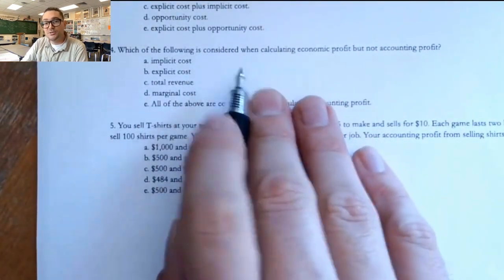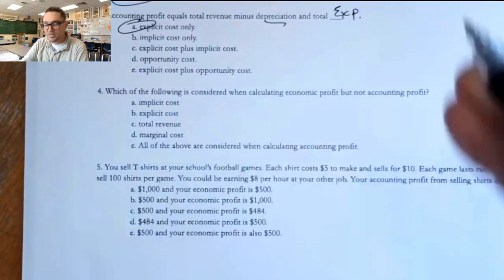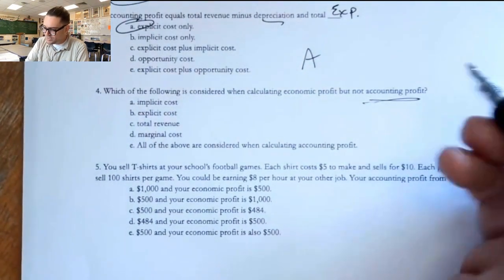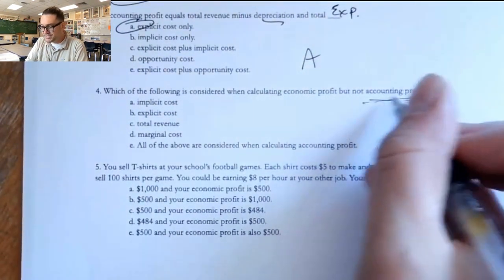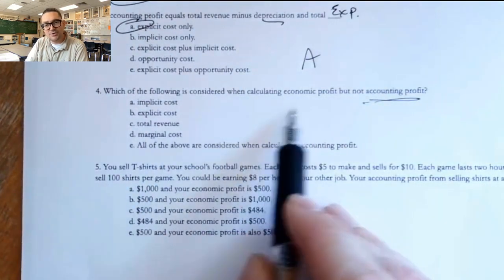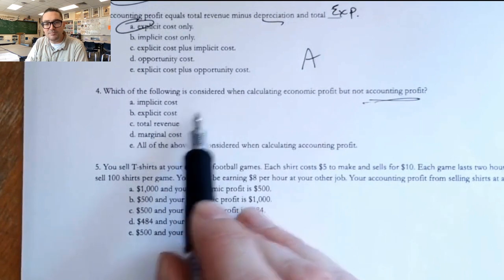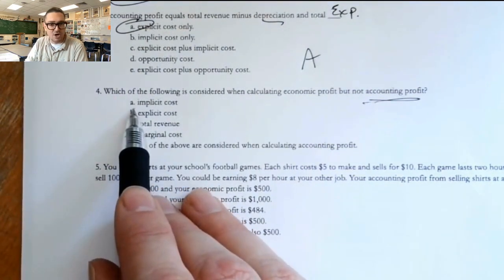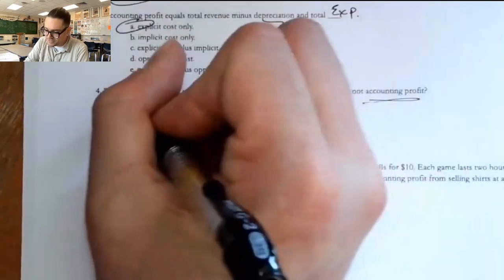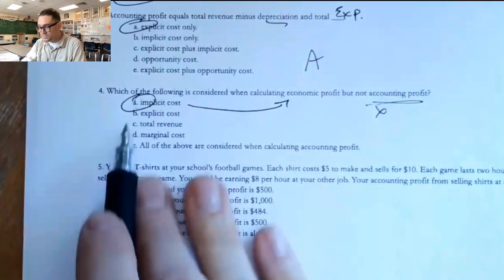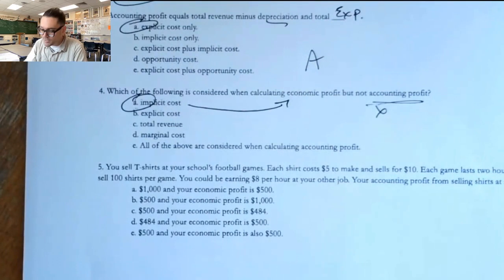Which of the following is considered when calculating economic profit? So that one's A, but not accounting profit. This one is a little strange because all of the things you use to calculate economic profit, you would kind of need, but for implicit cost, right? So implicit cost is the only thing that these folks are going to care about, but not those folks. And so we'd say implicit cost is the only one.